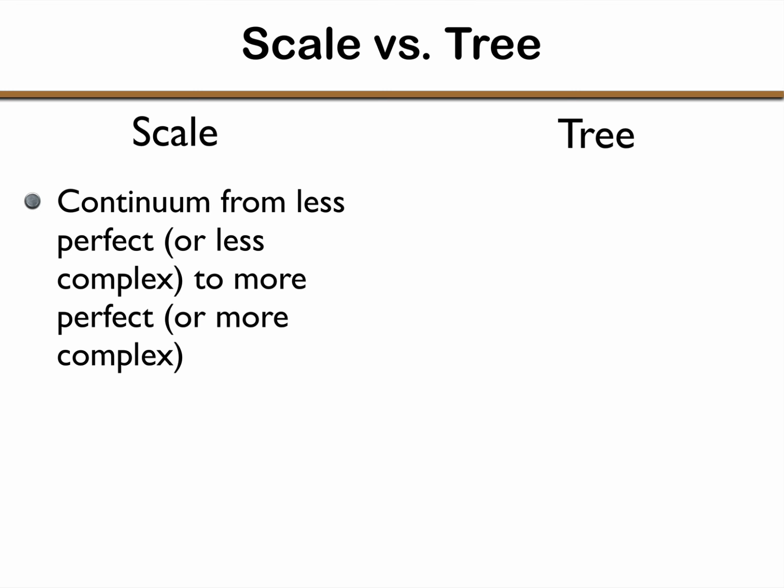A phylogenetic scale is simply a continuum from less perfect or less complex to more perfect or more complex. It's a simple ordering based merely on alleged complexity, the way some people would view complexity. And that's controversial. Complexity could be viewed in all kinds of different ways. It's not something that shows any evolutionary relationships whatsoever. It's simply a convenient ordering.